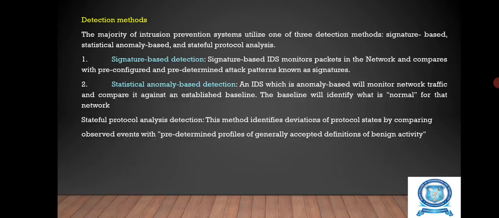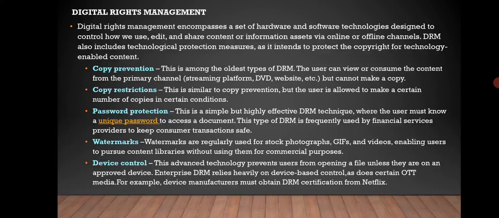The statistical anomaly based detection. An anomaly based IDS will monitor the network traffic and compare it against an established baseline. The baseline will identify what is normal for that network. The stateful protocol analysis detection. This method identifies the deviations of protocol states by comparing the observed events with predetermined profiles of generally accepted definitions of the main activity.